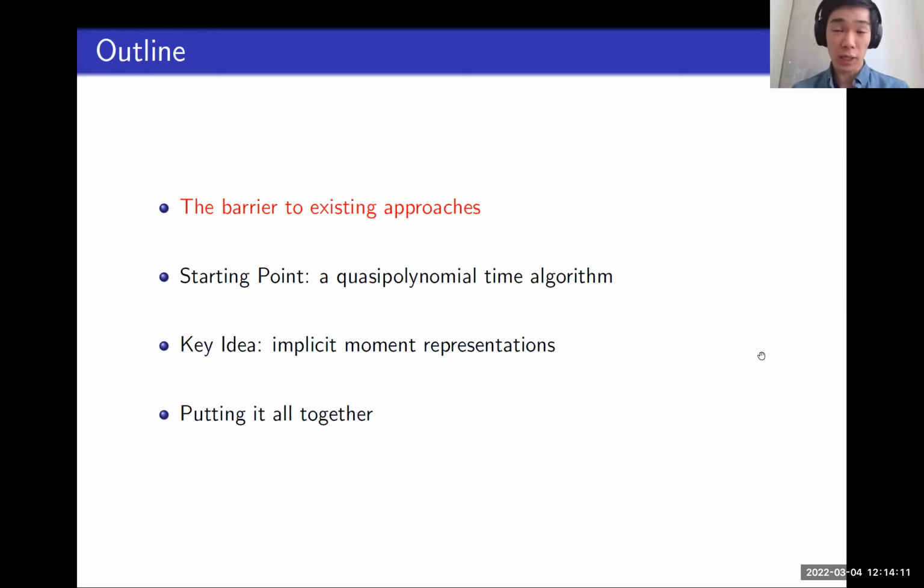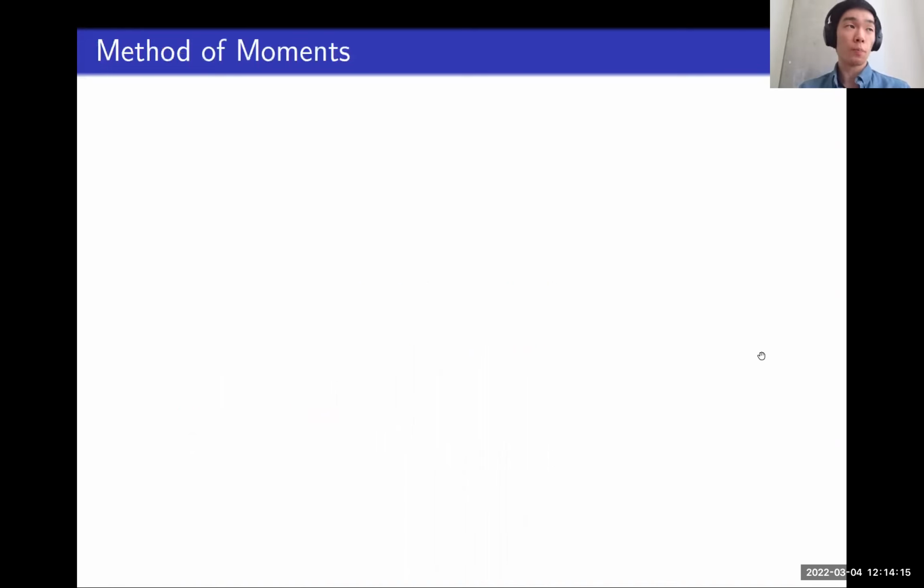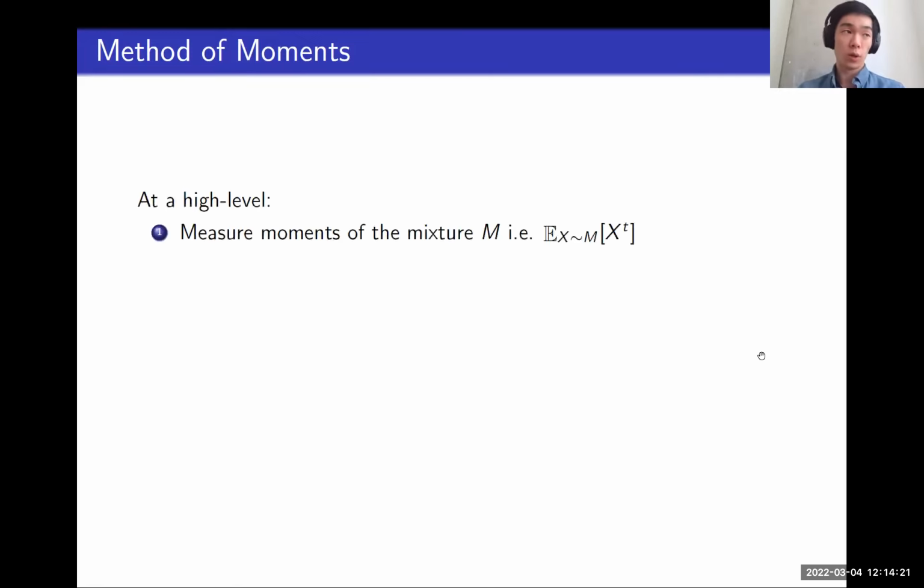Okay, but first let's try to understand why existing approaches get stuck. At a very high level, existing approaches are something of the following form. You have your mixture M, and you measure some moments of the mixture M.